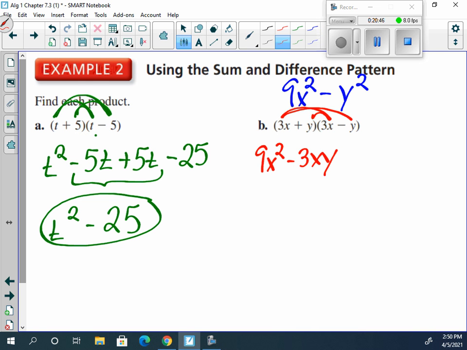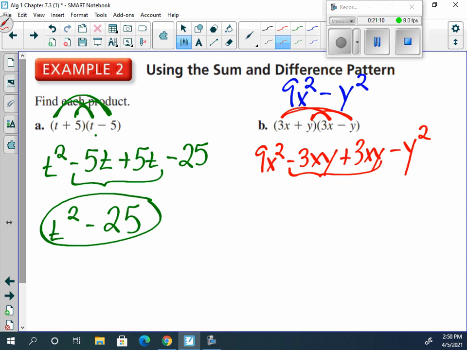Now y, positive y times positive 3x. Well, since they're both positive, it's going to be plus 3xy, because the y has 1, so it's not affecting the 3. And we have our xy. Because y times negative y would be negative y squared.